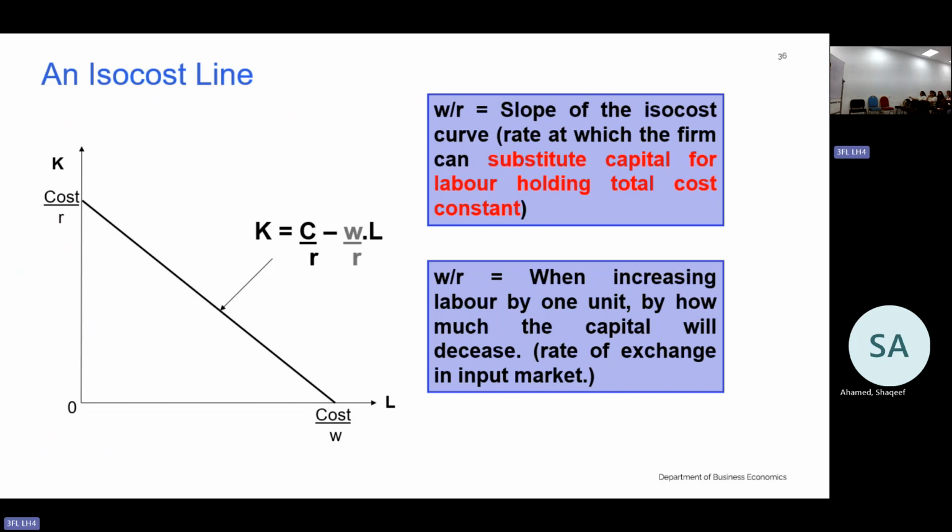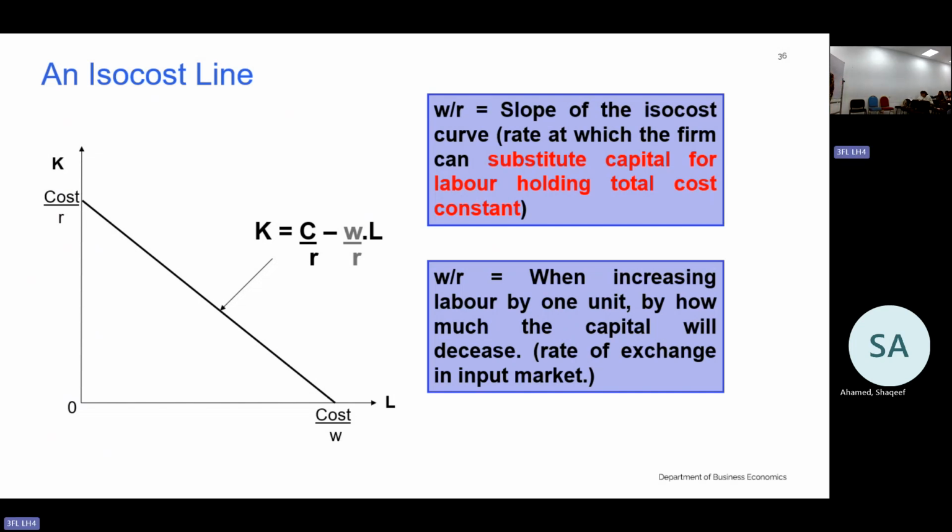Your cost increases to 8,000. Please draw your ISO cost curve. First draw the original one, then draw the new one. The cost changes to 8,000, keeping W 200 and rent 400.